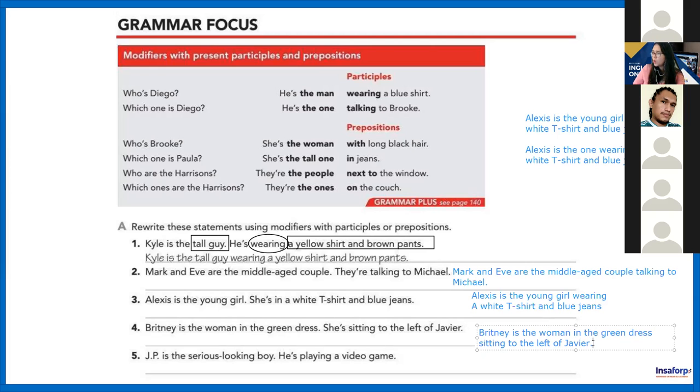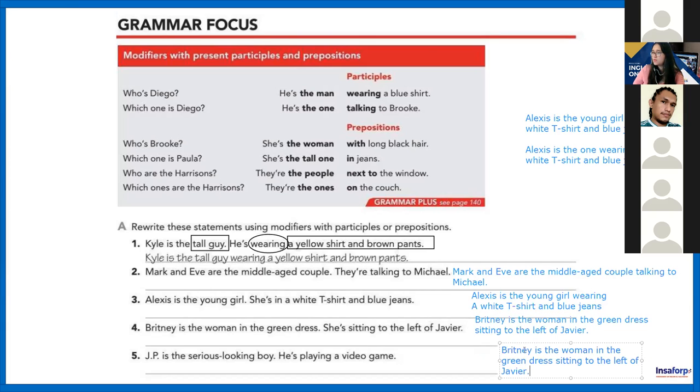Exacto. Or, ¿qué otra opción? What is another option we have in this case? Tenemos otra opción, right? Brittany is the one, podemos también omitir the woman. Is the one, es la que. O es la que usa, right? La de vestido verde, sentada, right? To the left of Javier.